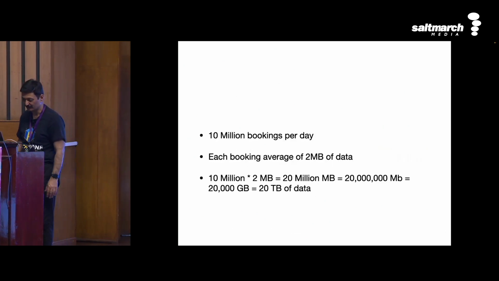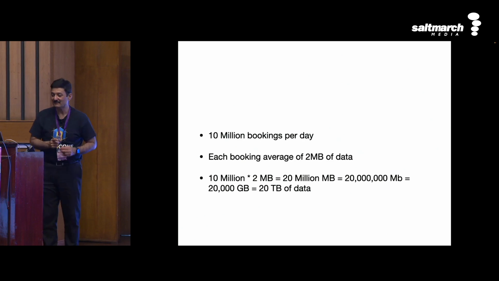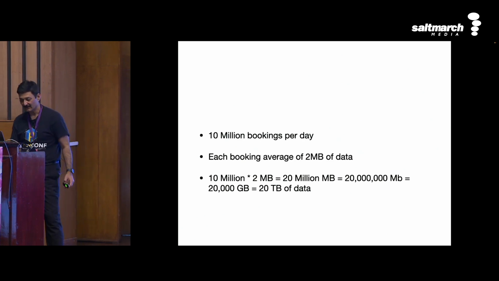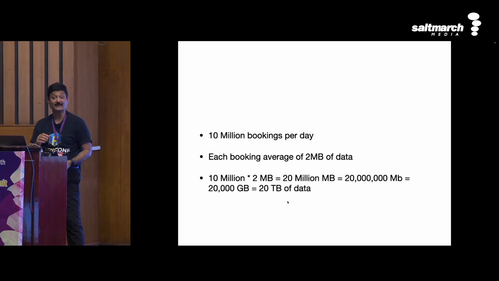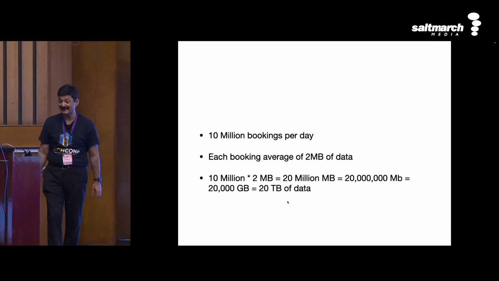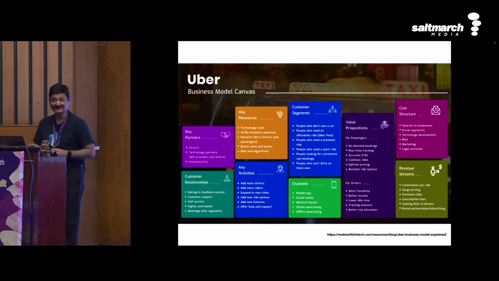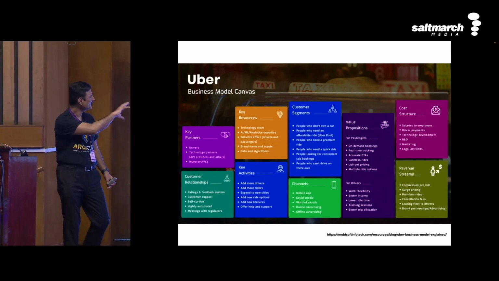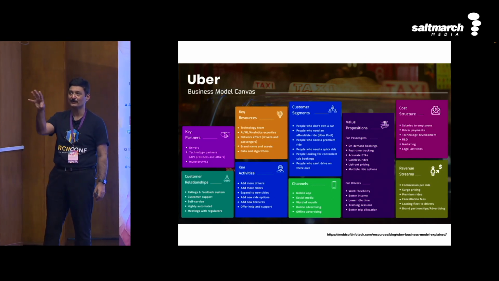So what that means, 10 million bookings, if only 2 megabytes of data is there per booking, that means 20 terabytes of data you need to process. How much? 20 terabytes of data you need to process. So this is something which I'm showing. Why I'm showing this? Because this is important for you to understand.